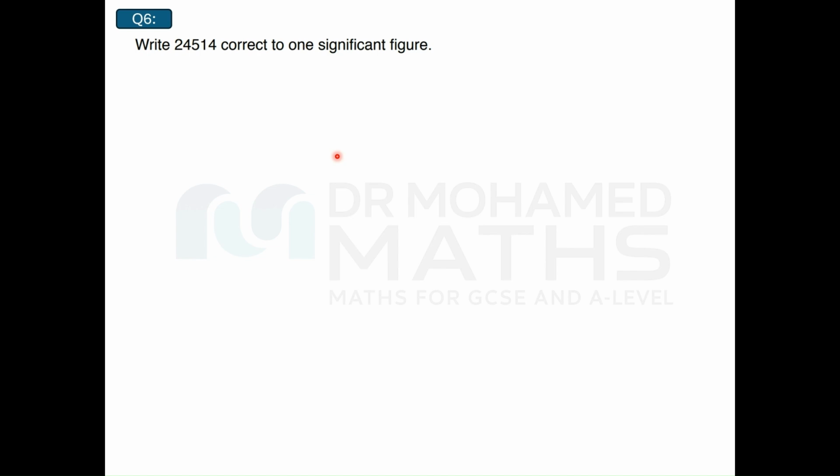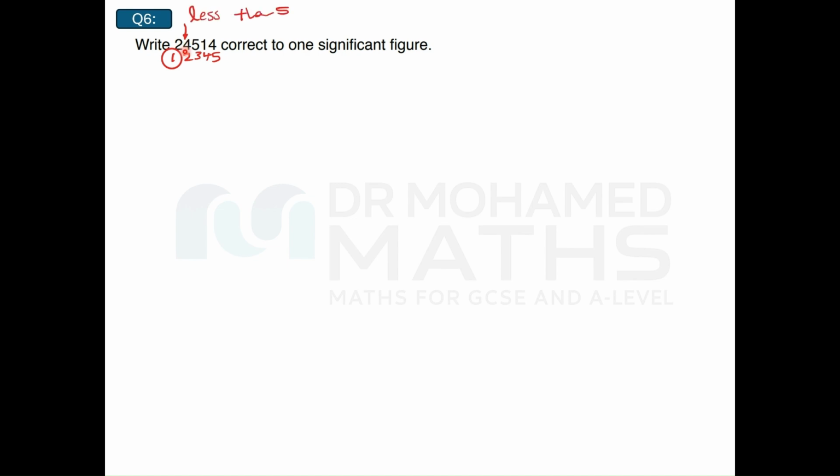Go to the next question here. It tells you to write this number correct to one significant figure, only one significant figure. How many digits do we have? We have 5 digits, so we have 5 significant figures here. But it asks us for only one significant figure. So look at the first one here. It is 2. And the second one is 4. And 4, again, is less than 5, isn't it?